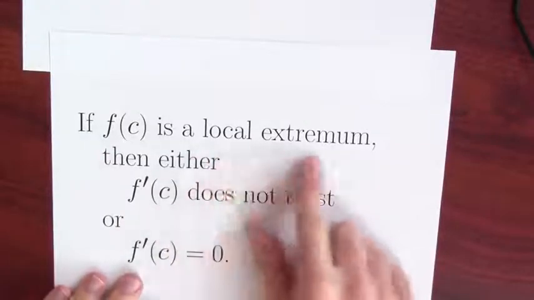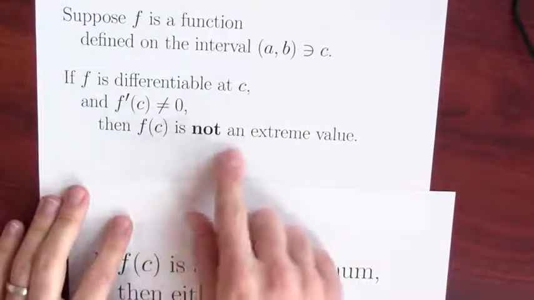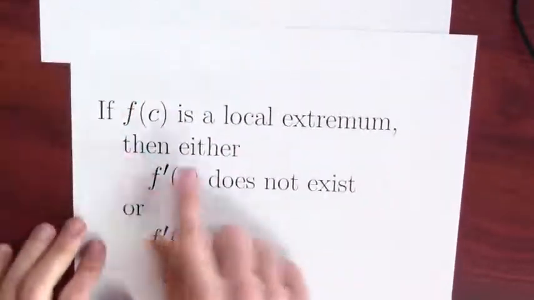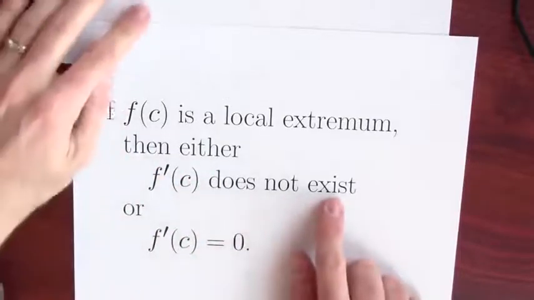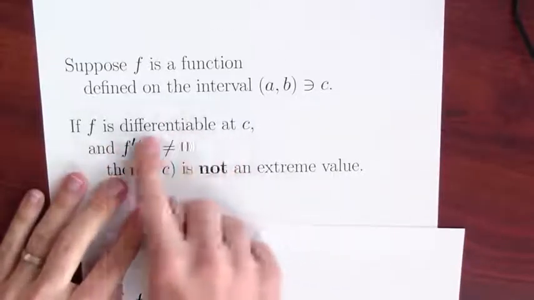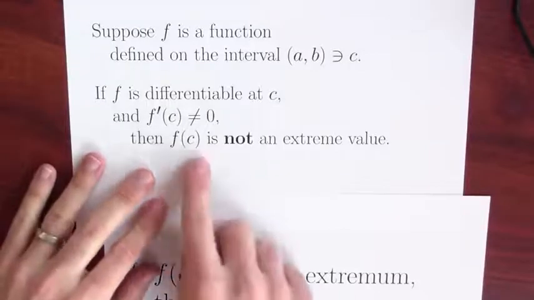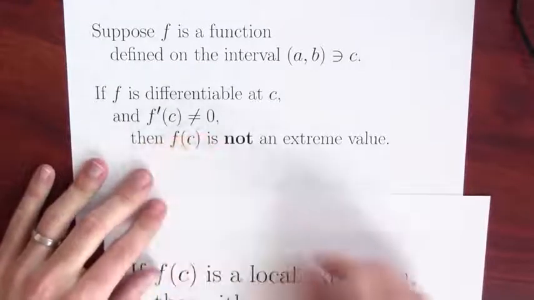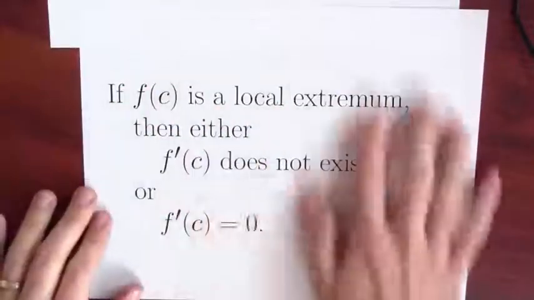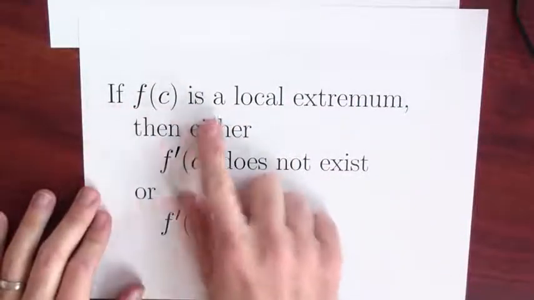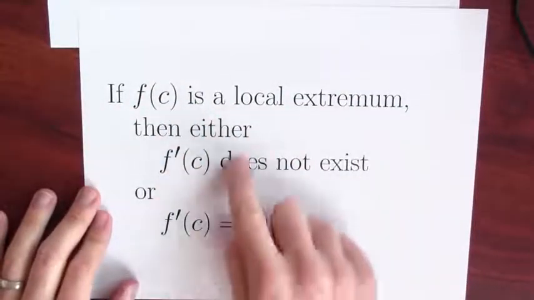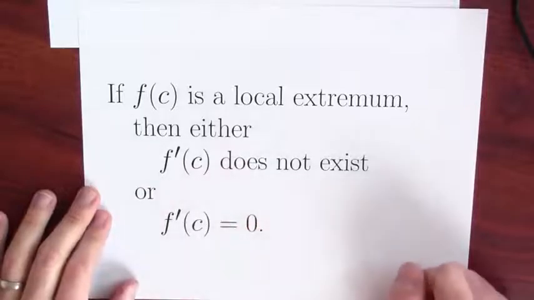That means that if f of c is a local extremum, right? If f of c is an extreme value, then either the derivative doesn't exist, to prevent this first case from happening, where f is differentiable at c, or the derivative is equal to 0, which prevents this second thing, f prime of c being non-zero. So this is another way to summarize what we've done. If f of c is a local extremum, then one of these two possibilities occurs. Both of these possibilities do occur.